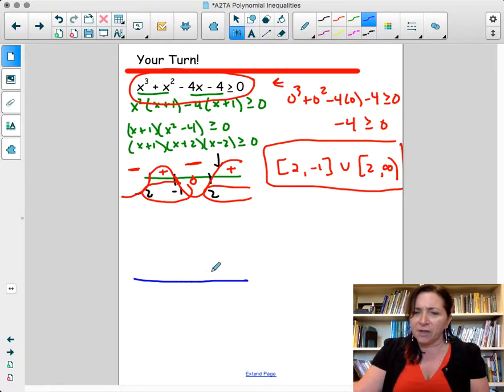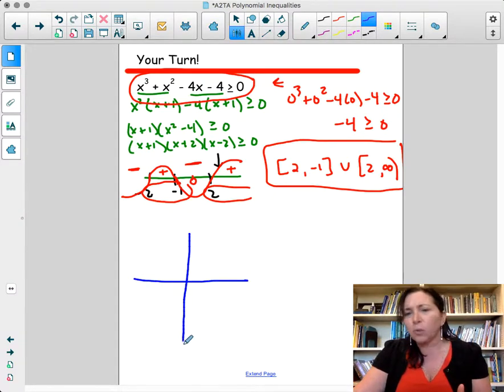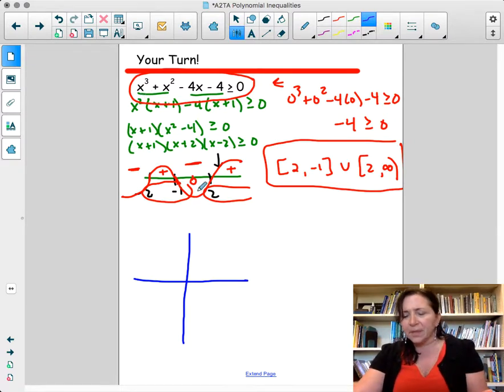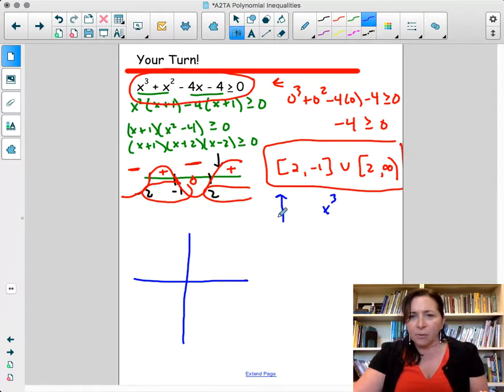If you've watched the videos and you've done all the work, keep in mind you can graph this. Sign pattern testing is another way of solving this inequality, but you can also graph it. So think about this. This is a cubic, and it's a positive cubic. That means it goes up because it's x to the third power: the right arm up, the left arm down.